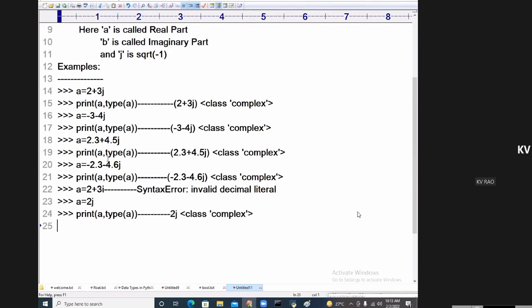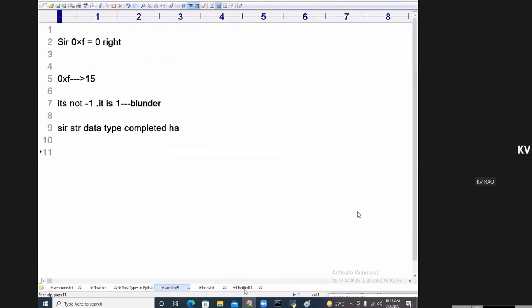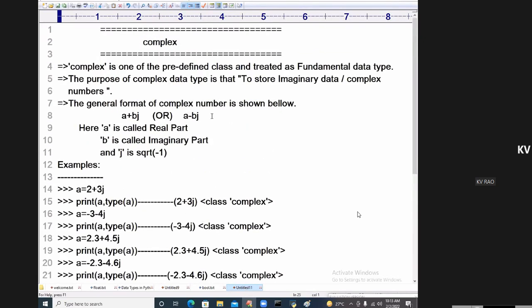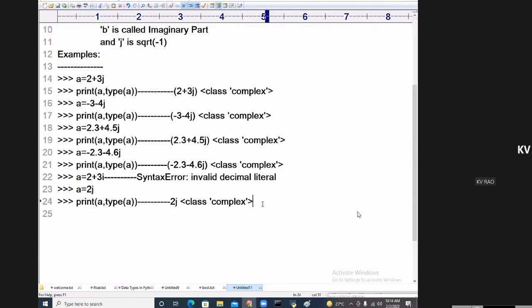Anything is correct, I wrote it already. I wrote here a plus bj, x plus yj, or x minus yj is also correct. I told you already. So listen to my class carefully: a plus bj, a minus bj, a is called the real part, b is called the imaginary part, and j and all. Okay, done. Up to here, okay.